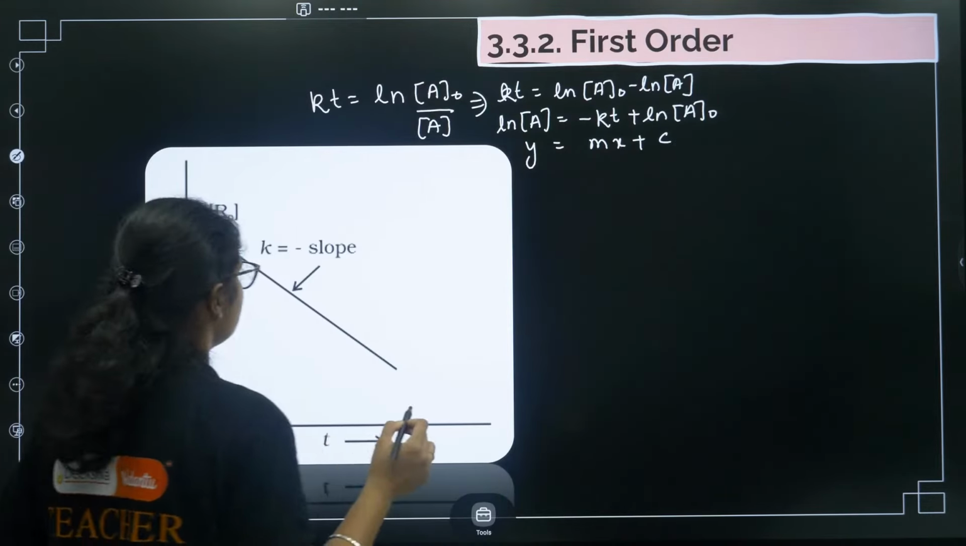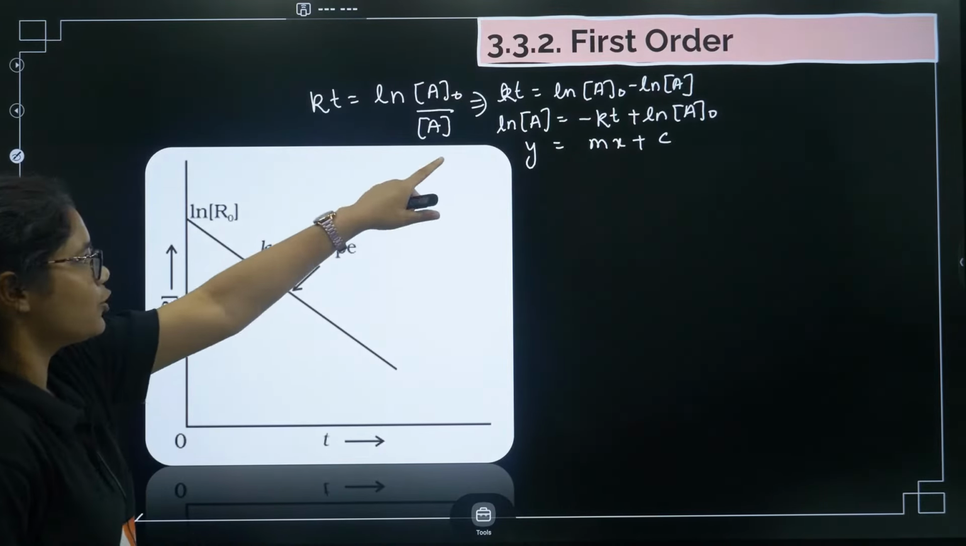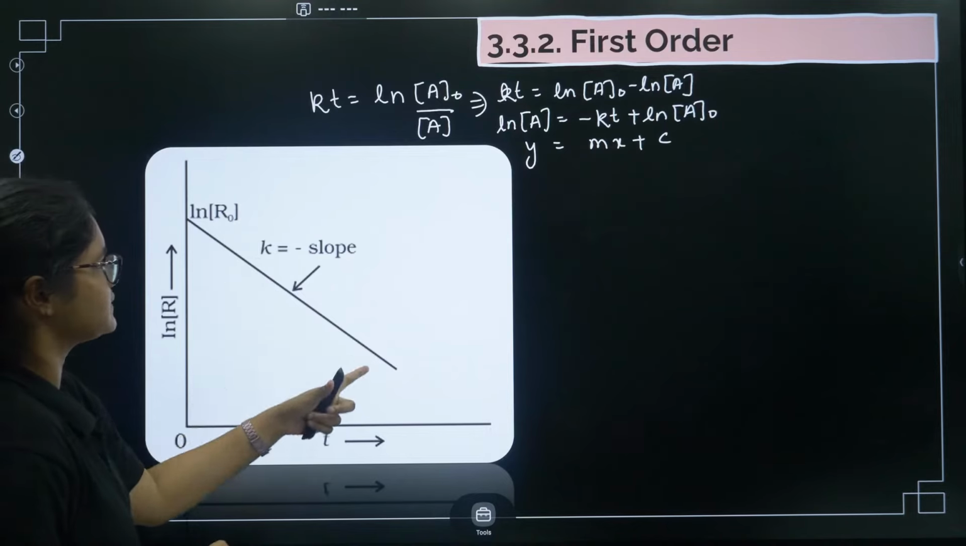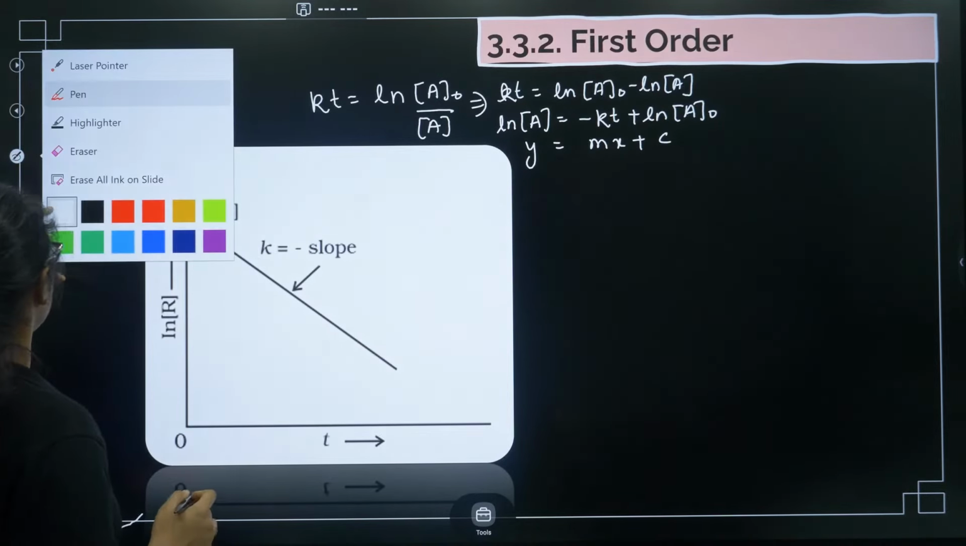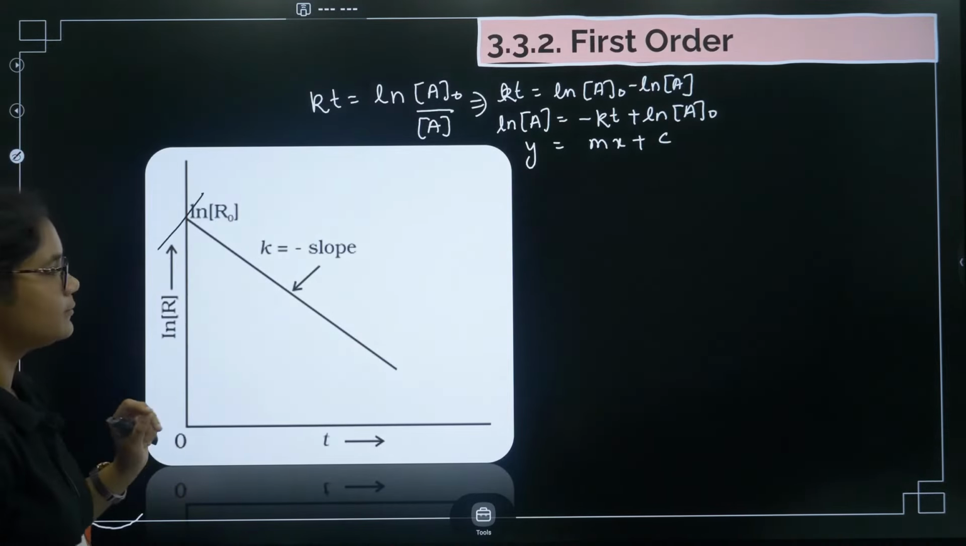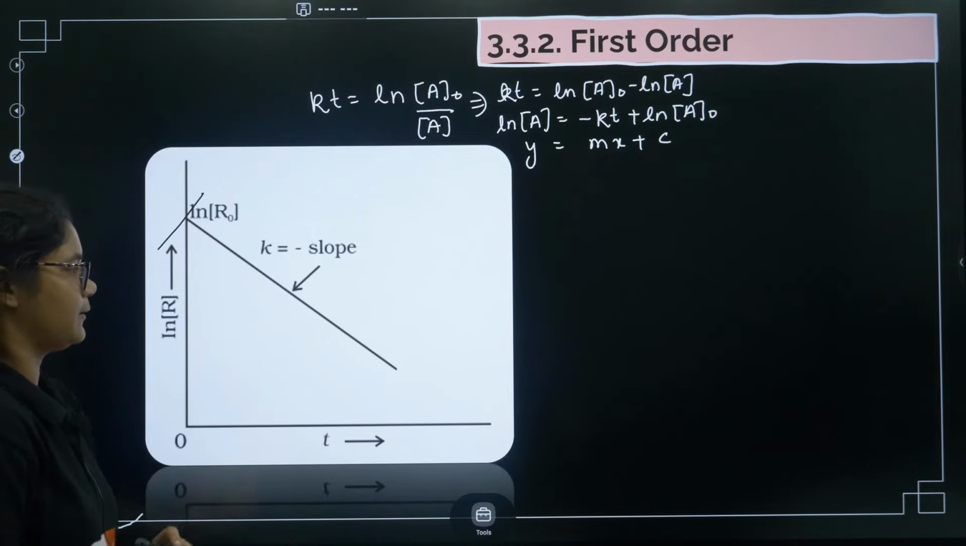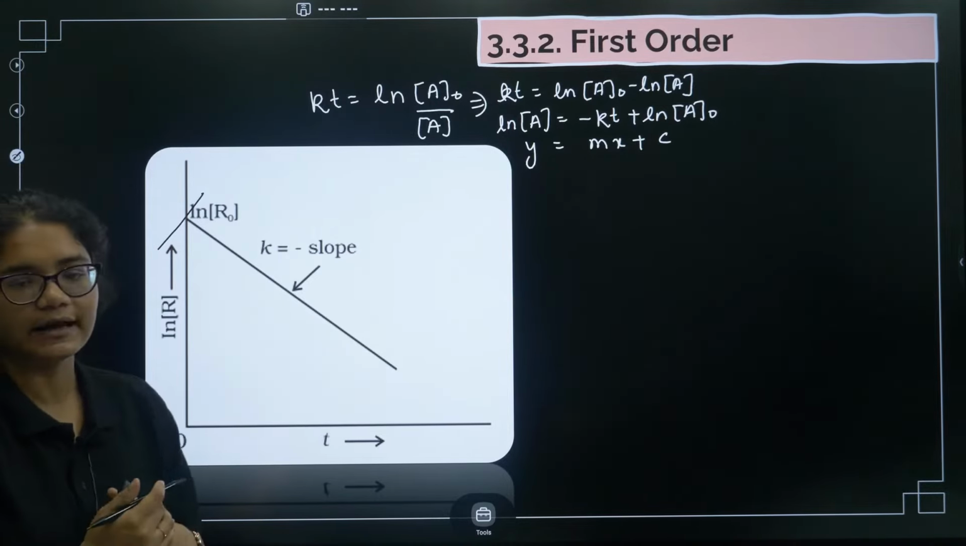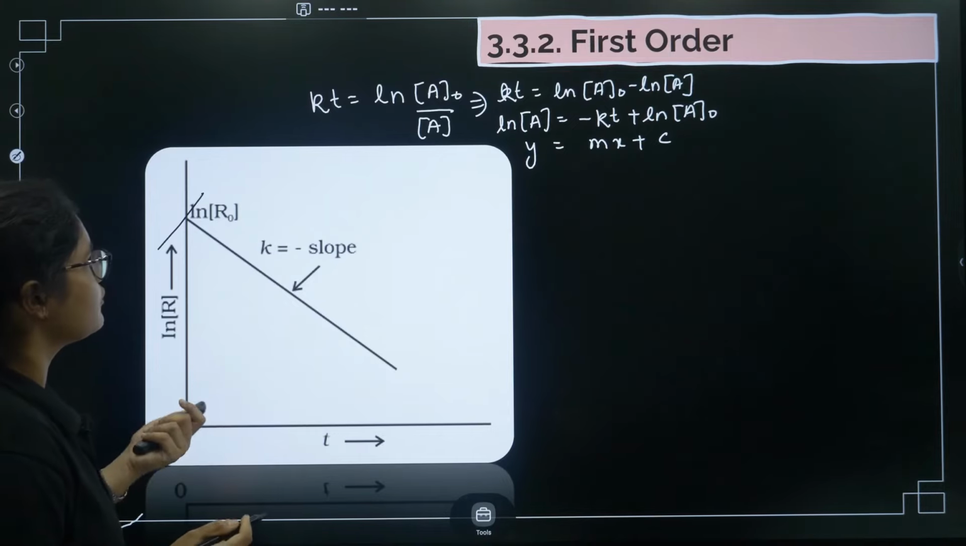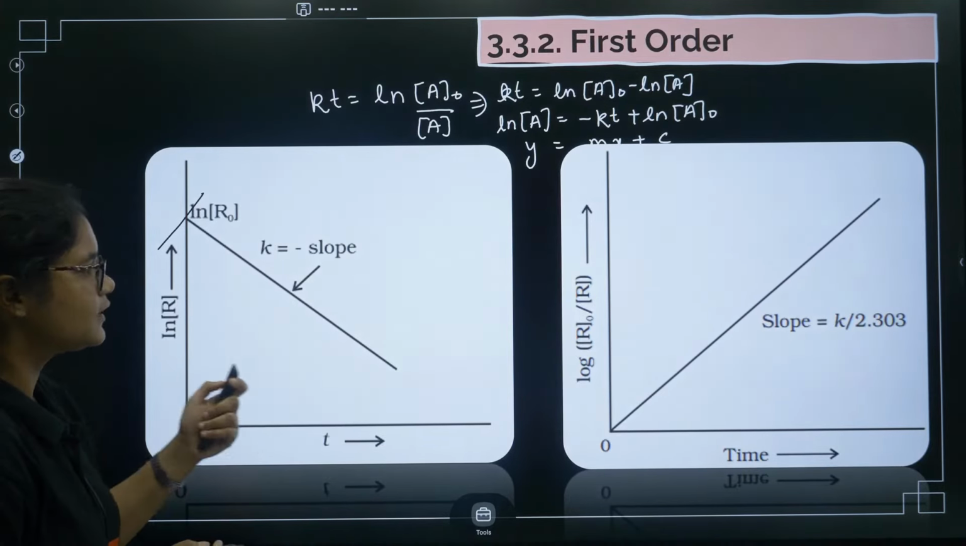Okay, so if you see ln A, the slope is minus k, again slope is minus k. What is the y-intercept? The y-intercept is ln A naught, right, and the x-axis is your t. So this is the graph we will be getting. Clear?